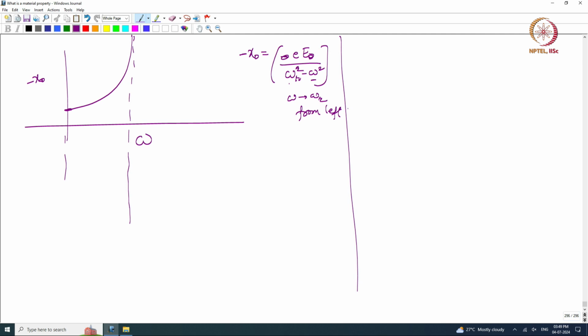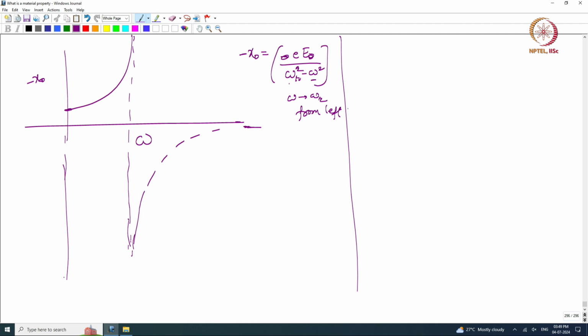Now, as omega is greater than omega r, at infinity this is 0, that is okay, but as omega approaches omega r, this again goes like this, right. So, this is how this will look like.